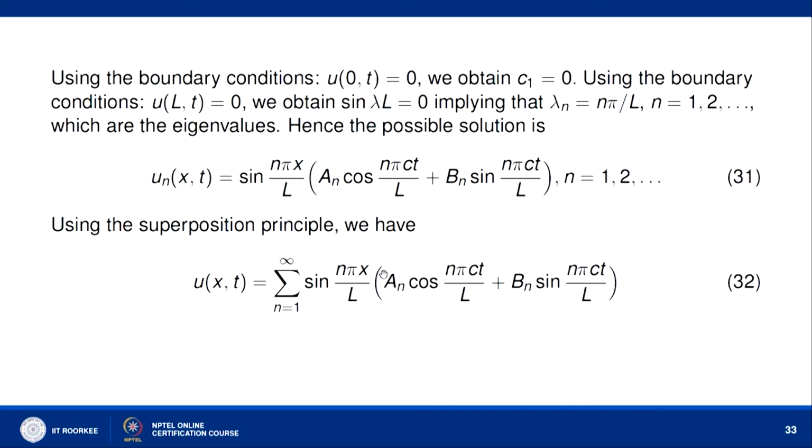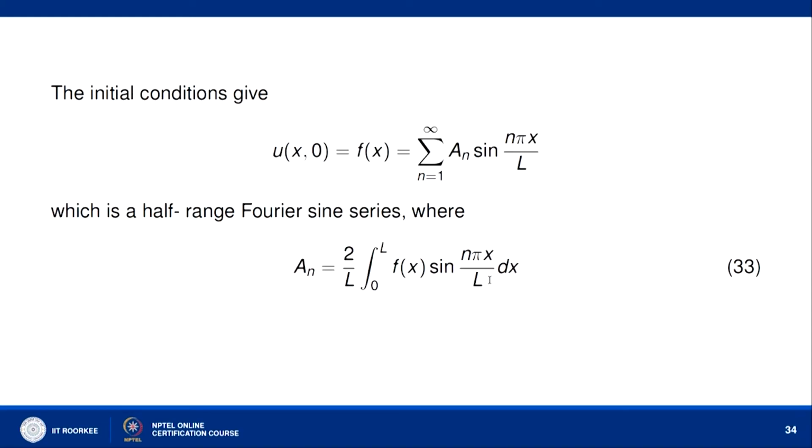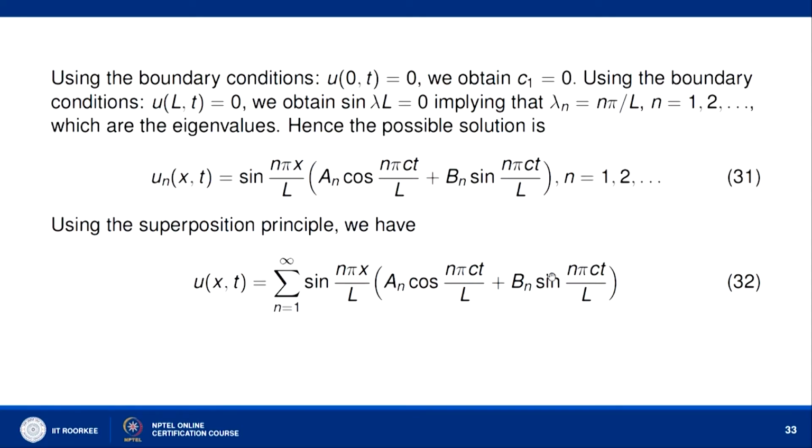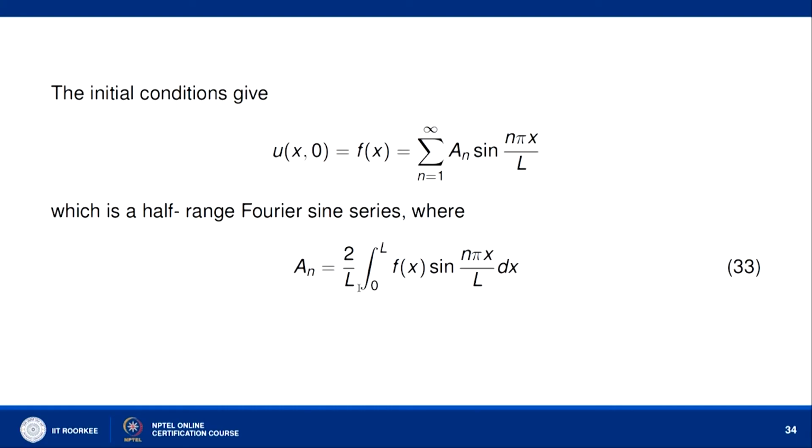Now, here your coefficients a_n and b_n are still unknown. To find out the coefficients a_n and b_n we will use our initial condition, that is u(x,0) equal to f(x). When you put t equal to 0, then this part is gone, and cos(n pi c t by L) is going to be 1. So you will get u(x,0) equal to the sum from n equal to 1 to infinity of a_n sin(n pi x by L), and we already know the value of u(x,0), which is given as f(x).